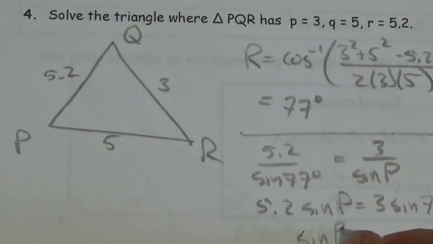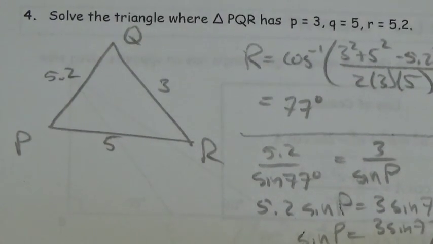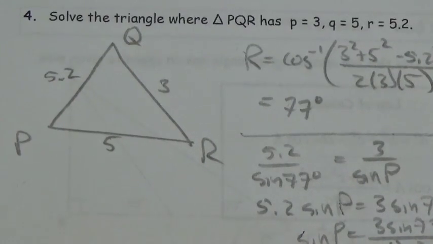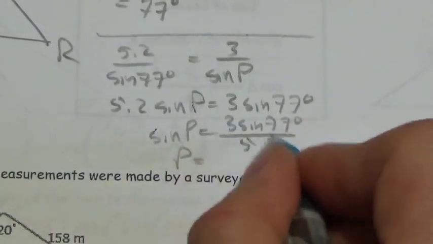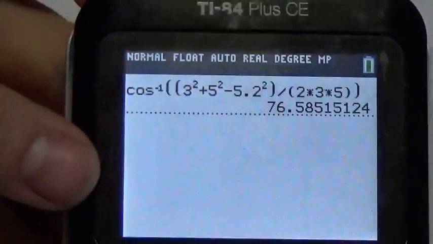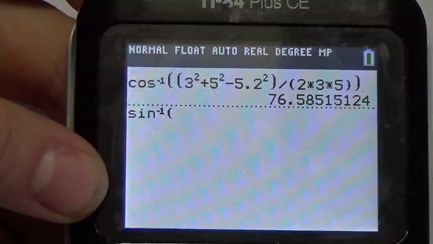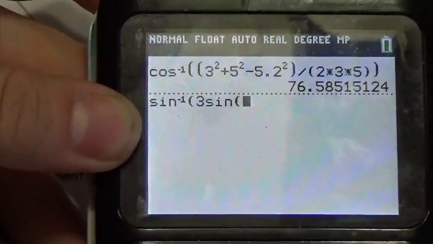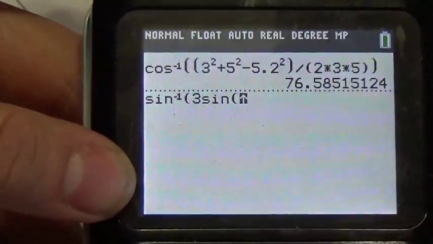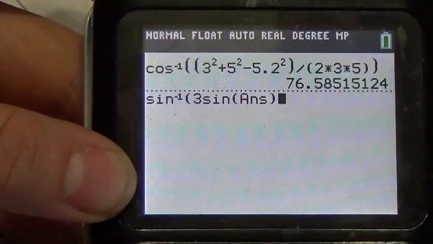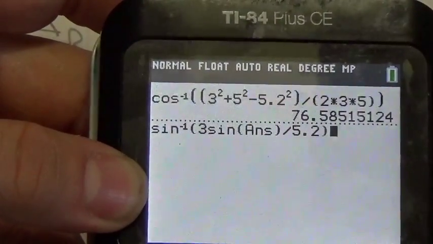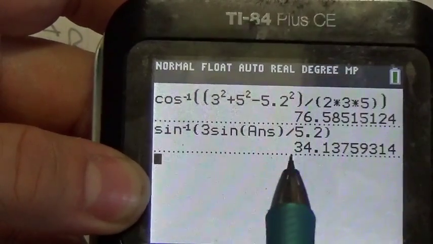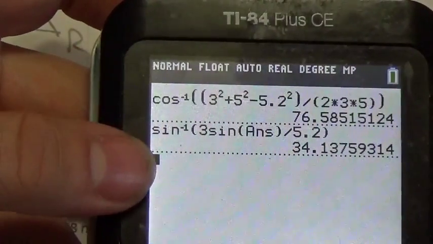So the sine of P is going to equal 3 sine of 77 degrees over 5.2. Oh, sorry, you can't see that. It's gone off to the side there. Now, P is going to be the inverse sine of that. So second sine, and what did I get here? I got 3 times the sine of, now I'm going to use this right here, second answer, close brackets, divided by, and I believe it was 5.2 there. Yeah, 5.2. And I'm going to get 34. To the nearest degree, 34 degrees.